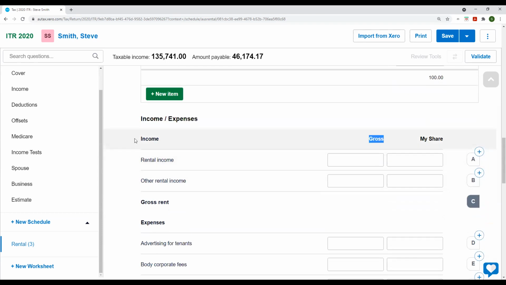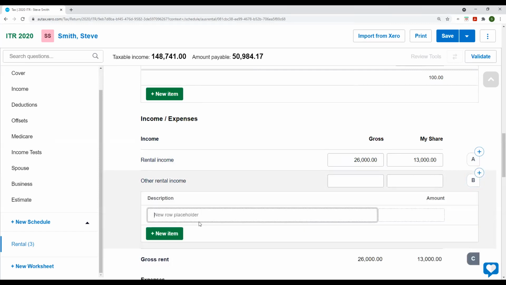What is the income? We have the rental income. So we say $500 per week, 52 weeks, 26,000. So this much money you received in your bank account, that's what you are going to enter. You can see it's showing our shares. This is your Steve Smith share, because of the 26,000, 50% will go to his wife. So that's what you want all the time. Make sure of that. The second one, you can see other rental income.